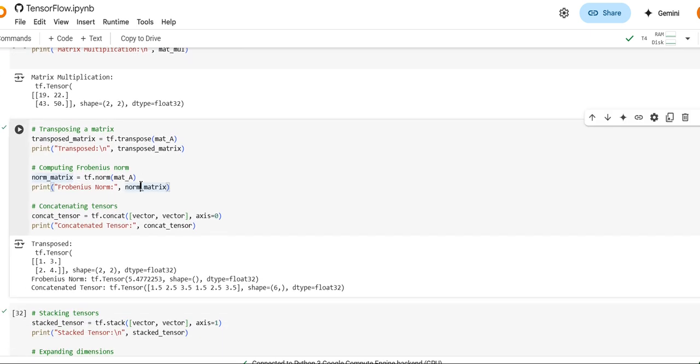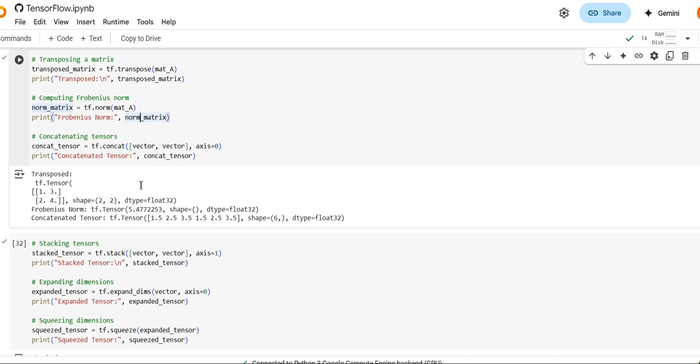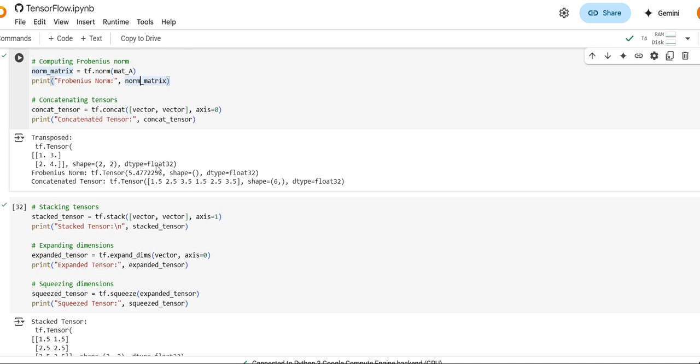Moving on to transpose, norm, and concat. Transpose basically flips rows to columns and columns to rows, whereas norm gives us the Frobenius norm, and concat stitches tensors end to end. So these are the outputs.